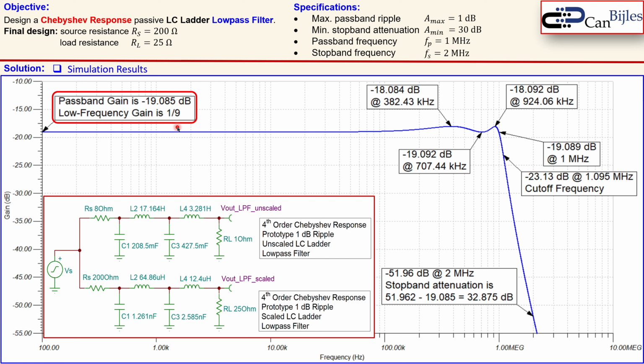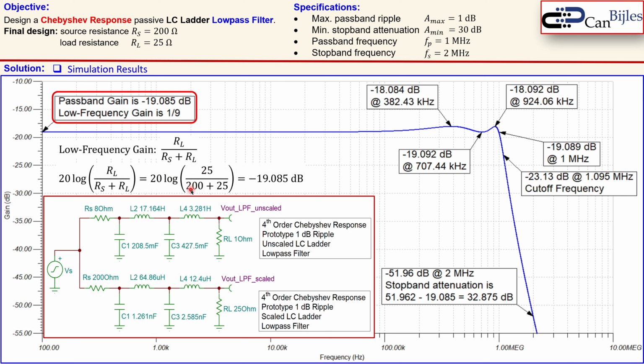Why is this correct? Now in the low frequencies or the passband frequency, the capacitors are all open and the inductors are all shorted. That means we have then RL over RS plus RL. This is just gain. And that is looking at the values, which is then 25 over 200 plus 25, which is then 1/9 actually. So you do actually 20 log of the 1/9. So you get minus 19.085 dB. So this is indeed as expected.